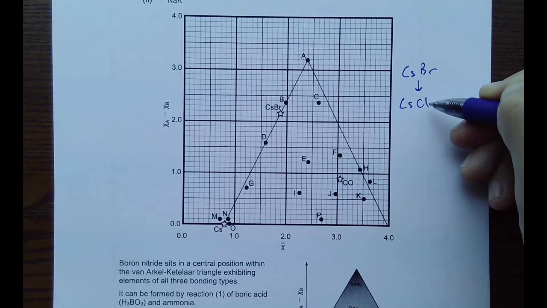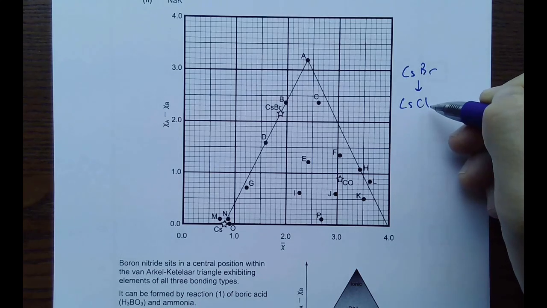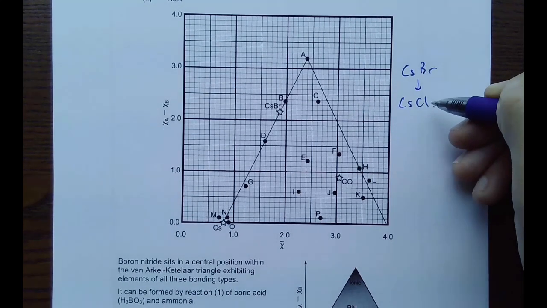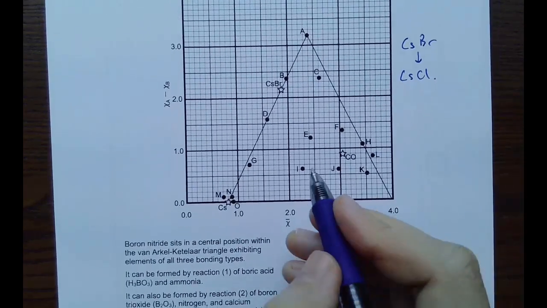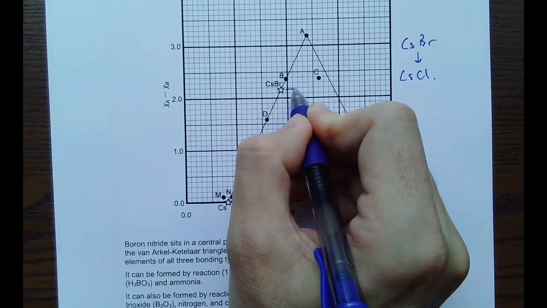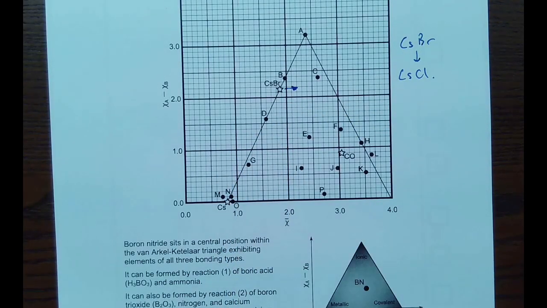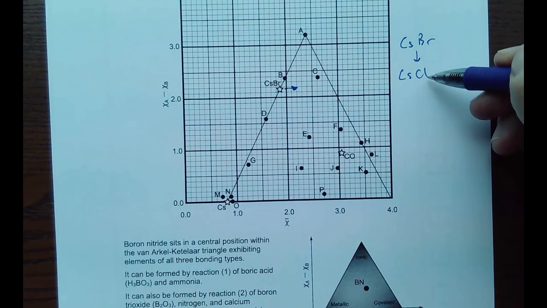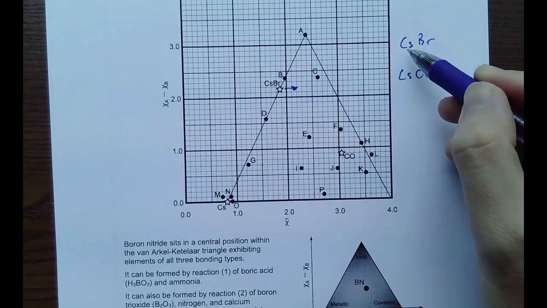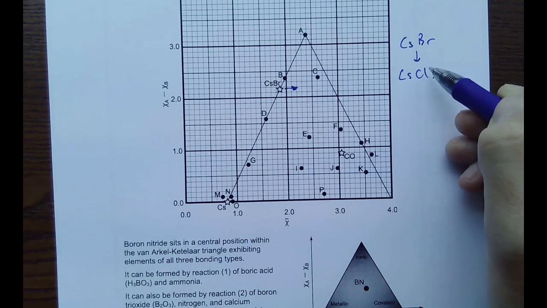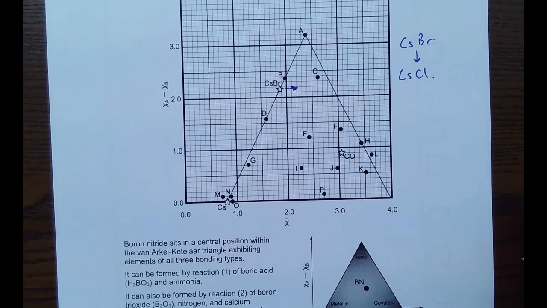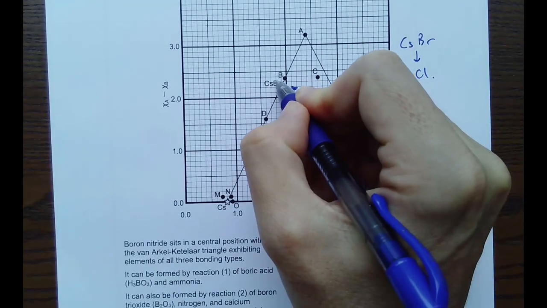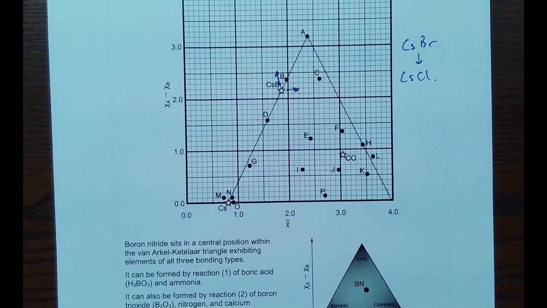Now what that's going to do, because chlorine is more electronegative than bromine, by a little bit, okay, it's going to raise the average electronegativity. So from here, I'm going to want to go a little bit to the right, because chlorine is going to bring that average up. And because Cs stays the same, if I increase the electronegativity of the other element, the difference between them is also going to increase. So it's also going to go a little bit up as well.